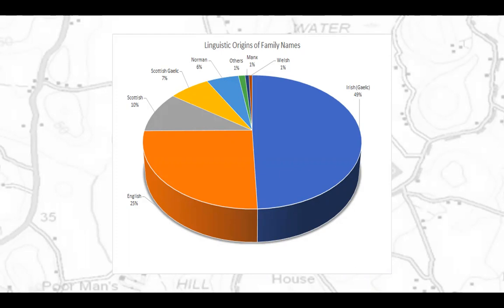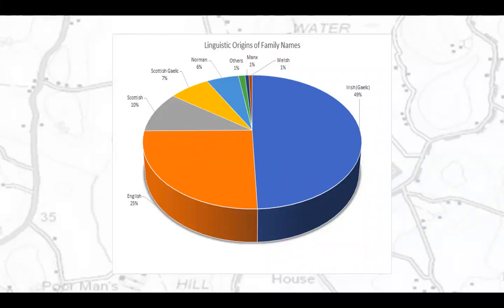Now, this pie chart gives the linguistic origins of the family names in Ireland with over 100 bearers. I don't know if it's a shock for anybody. Half of the names are Irish Gaelic in origin. A quarter of them are English language in origin, because of course we're dealing with transliterated English spelling anyway.